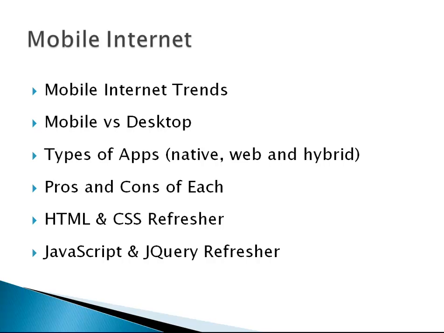In Chapter 1, we talked about the mobile internet in general, trends, mobile versus desktop. We looked at some statistics. We saw that mobile web browsing has tripled in the last 2 years. We looked at the types of apps available, native, web, and of course hybrid, which is what we've been creating. We looked at the pros and cons of native and web, and we did some refreshers on HTML, CSS, JavaScript, and jQuery.